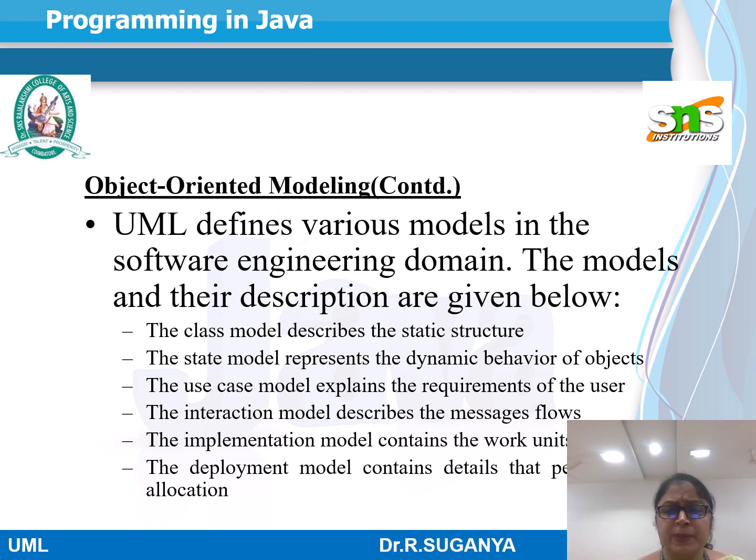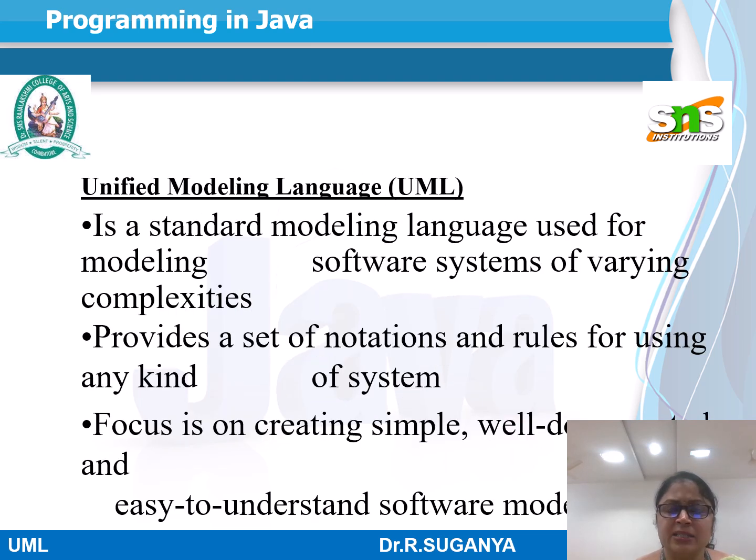The class model describes the static structure, and the state model describes the behavior of objects. Use case is the requirement of the user. The interaction model describes the message flows. The implementation model contains the work units, and the deployment model contains details of allocation. UML is a standard modeling language. It is used for modeling software systems of various complexities. It provides a set of notations.